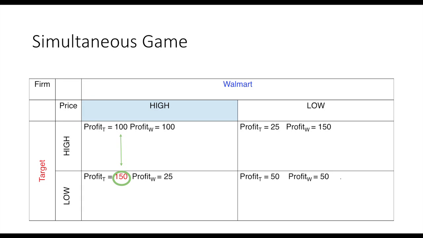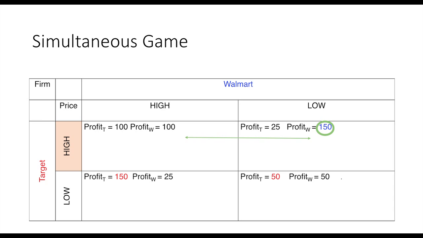Here, Target is choosing. When Walmart is set at high, Target must either select high, where their profit is 100, or low, where their profit is 150. Target will select low because it gives them a higher profit. Now what if Walmart is set at low? Target must either select high, where their profit is 25, or low, where their profit is 50. Target will again select low because it gives them a higher profit.